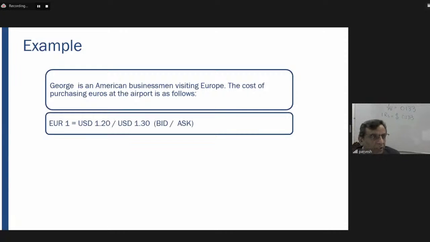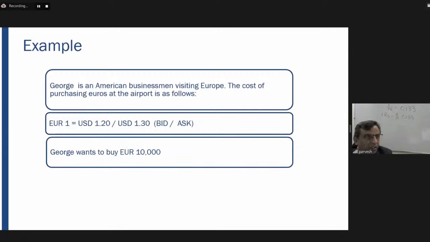Suppose it is written that €1 is equal to USD 1.20 slash USD 1.30. So the bid and ask prices are given to you. So here the bid is 1.20 and the ask is 1.30. Now the question is, George wants to buy 10,000 euros. So he's an American businessman going to Europe. So he landed at the airport and he saw this quotation. So now tell me how many dollars he has to give to the dealer to buy 10,000 euros. Please put your answers on the chat line.